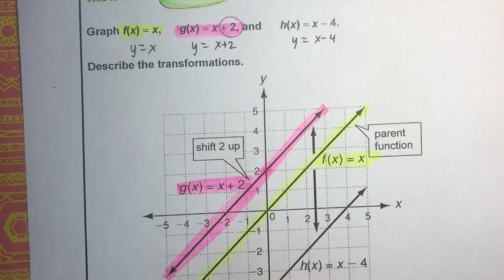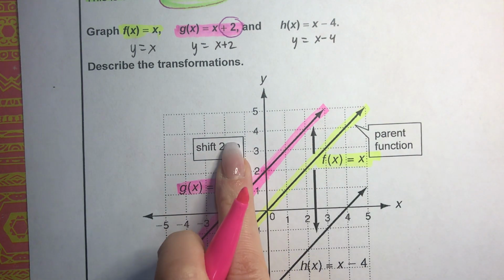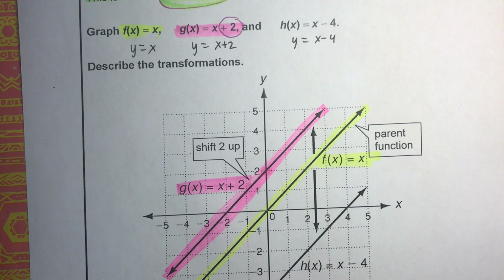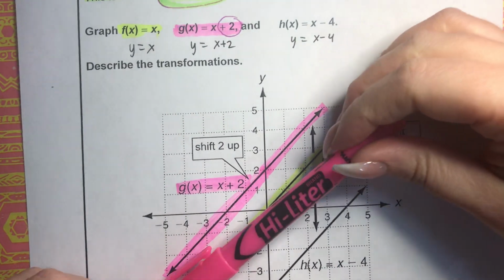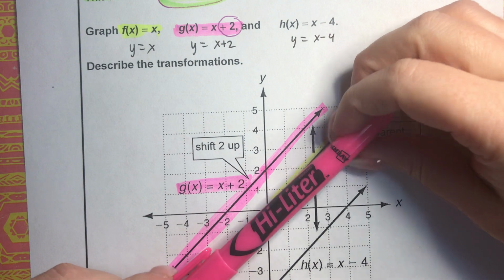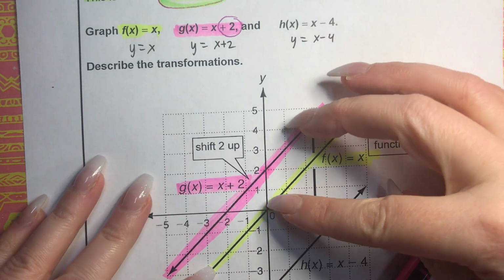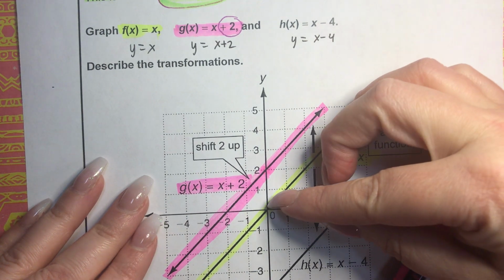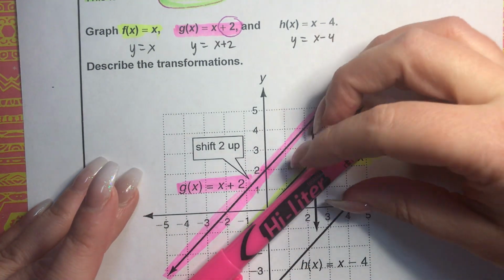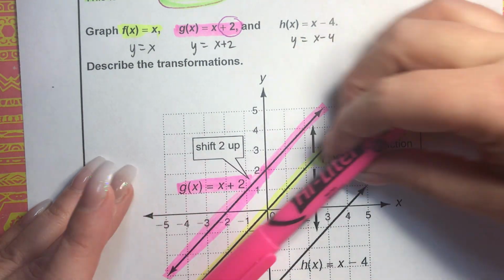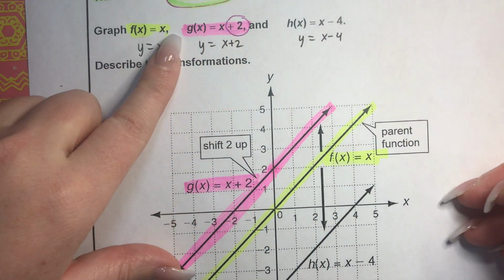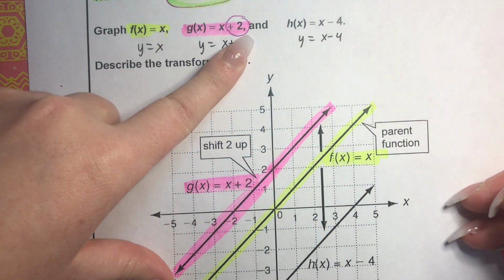And so what happened from the parent function to the g of x? From f of x to g of x, what happened was it shifted up 2 units, right? They're parallel lines, and it shifted up 2 units. So we were at 0, and then it went 1, 2, and now we're here. And so you can tell that the y-intercept was 0, and now it's 2.